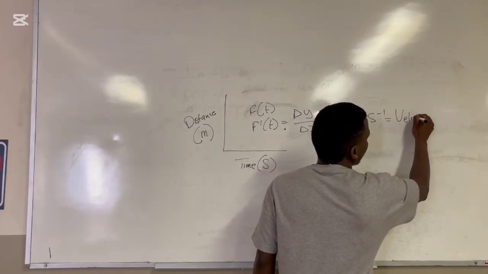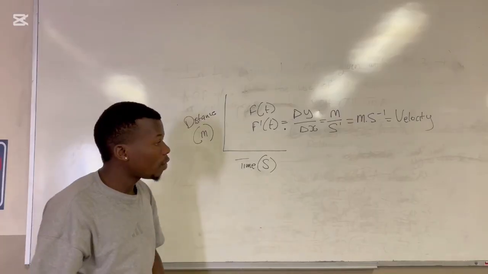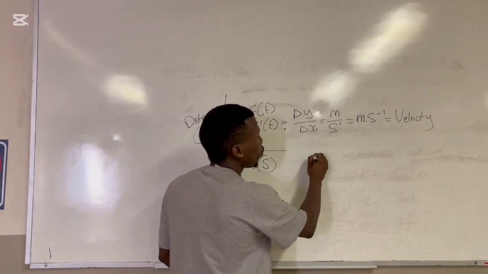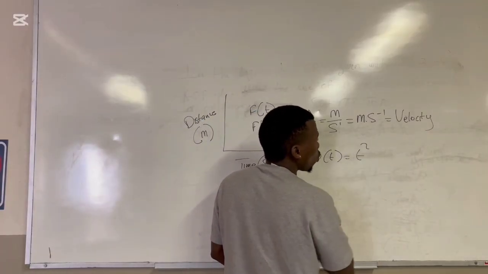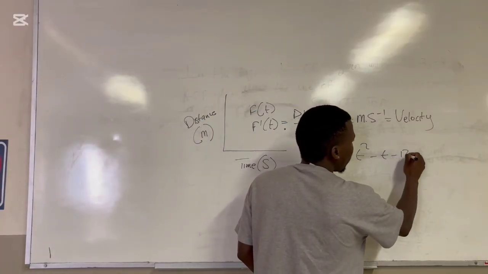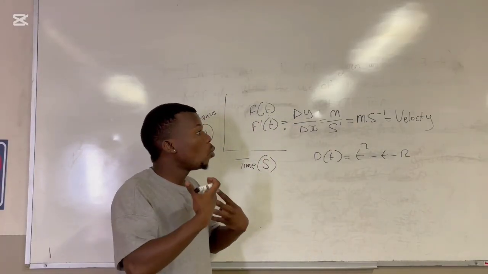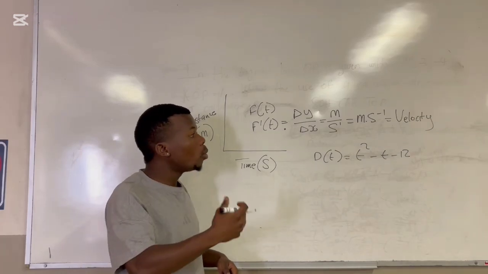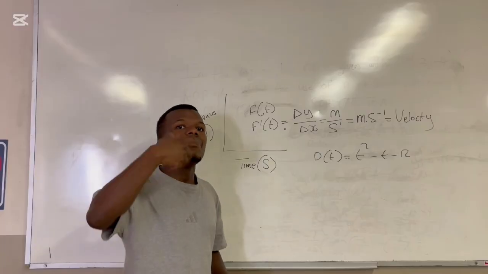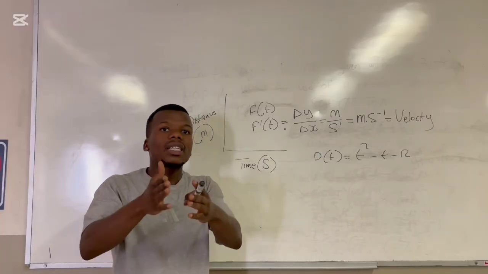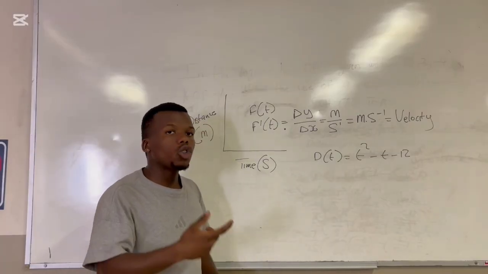In other words, here, if we are given a distance function, let's say your distance function in terms of time is equal to, let's say, t squared minus t minus 12. If you want the slope or the gradient of this function, you will do the first derivative and you will get velocity. In other words, the first derivative of distance versus time graph is velocity. How do we get velocity?